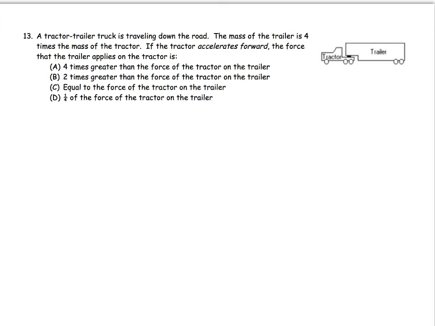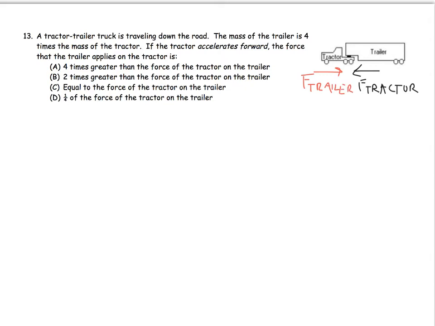For this next one, we have a situation where we have a tractor trailer, and the trailer has 4 times as much mass as the tractor. What we're doing is we're comparing two forces. We're comparing the force that the tractor exerts forward on the trailer, and we're comparing that to the force that the trailer exerts backwards on the tractor. So we want to know how those two forces compare.